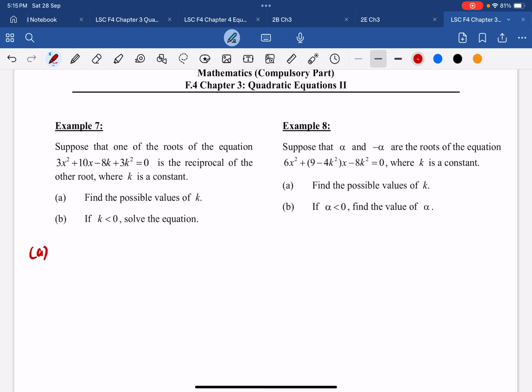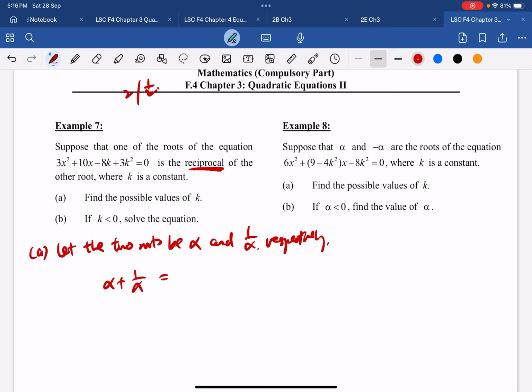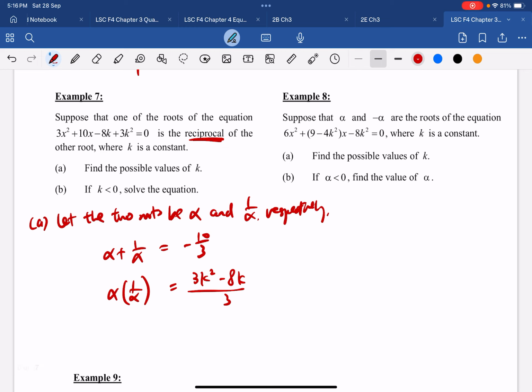So for sure you need to let the roots first. So let the two roots be alpha and, because reciprocal, 1 over alpha. 譬如2同1 over 2咪，reciprocal 咯. Okay, respectively. So sum of root, which is alpha plus 1 over alpha, this time is negative 10 over 3. And product of root, alpha times 1 over alpha, is 3k squared minus 8k divided by 3.